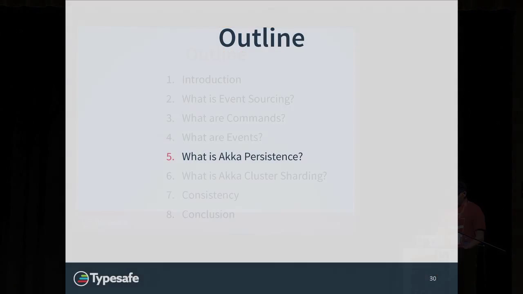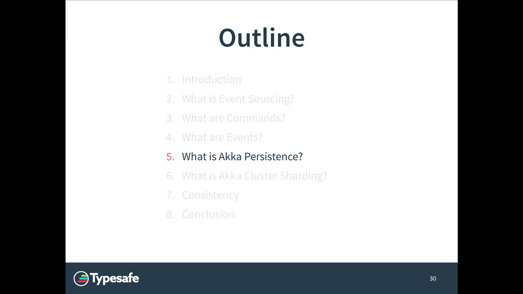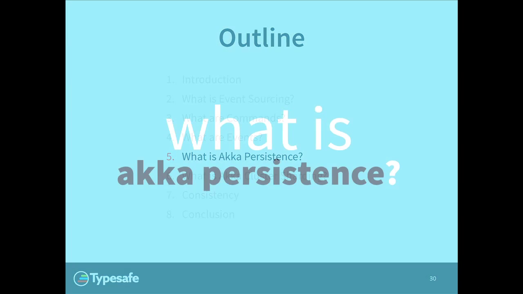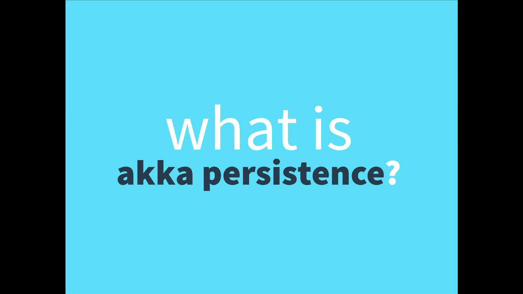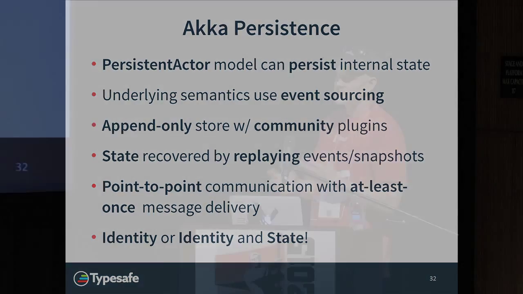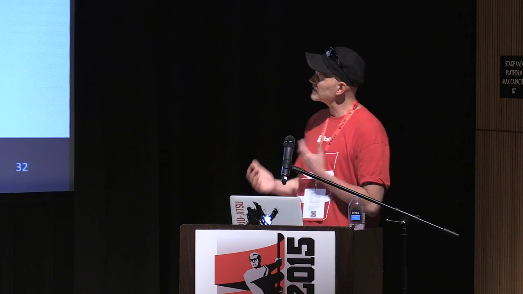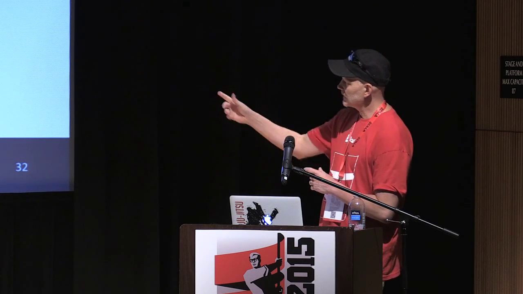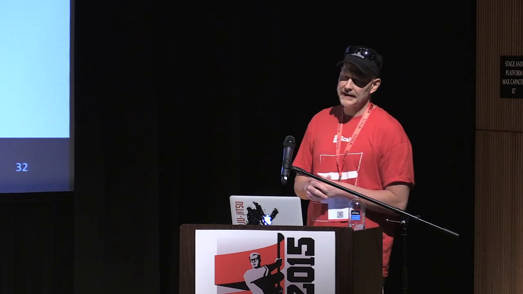So, Akka Persistence. Akka Persistence is a library that is part of Akka. It provides the notion of something called a persistent actor, or a persistent actor model, which is a trait that you apply to your structure, and it will persist internal state. But it does more than just that. It also manages, you'll see the last bullet there, identity and state.